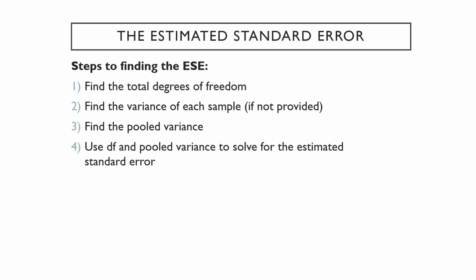First, we need to find the total degrees of freedom. Next, we need to find the variances for each sample if it's not provided for us. After that, we find the pooled variances, which means we're combining the variances from each group. And lastly, we use degrees of freedom and pooled variance to solve for the estimated standard error.